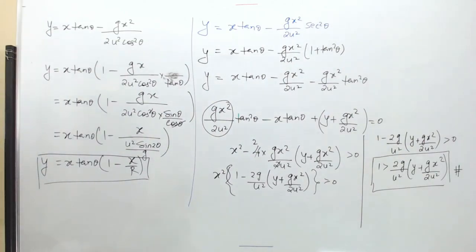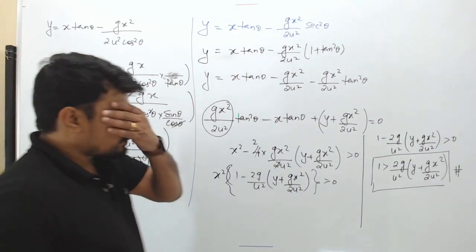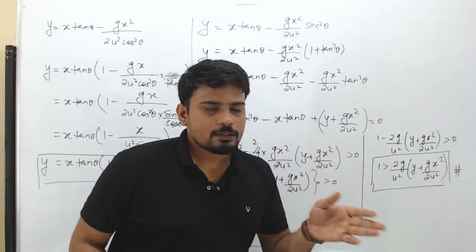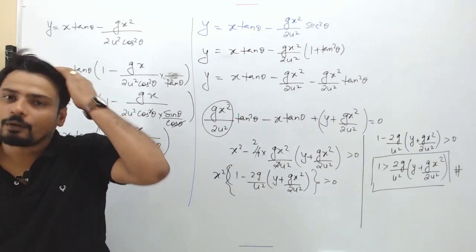So 1 should be more than 2g upon u square times y plus gx square upon 2u square. ठीक है जी. So this is what we can do. These are the three manipulations on the trajectory of the projectile, and all three should be known to you.